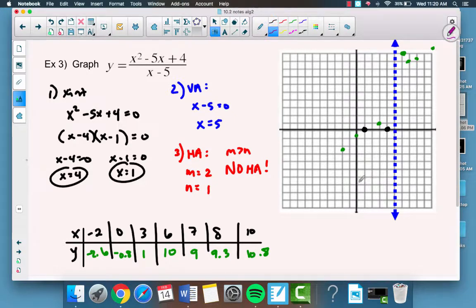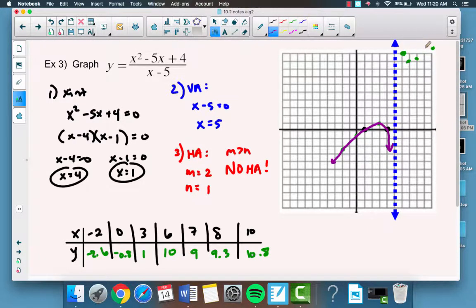So when I connect these, I'm going to start over here on the left. I'm going to connect my first green point, and notice these all have arrows at the end. They all go on forever. I'm going to come up, hit that top green point, and then curve back around to my x-intercept. And then because I can't cross over this, that just means I'm going to go down forever. Okay, so there's my first side.